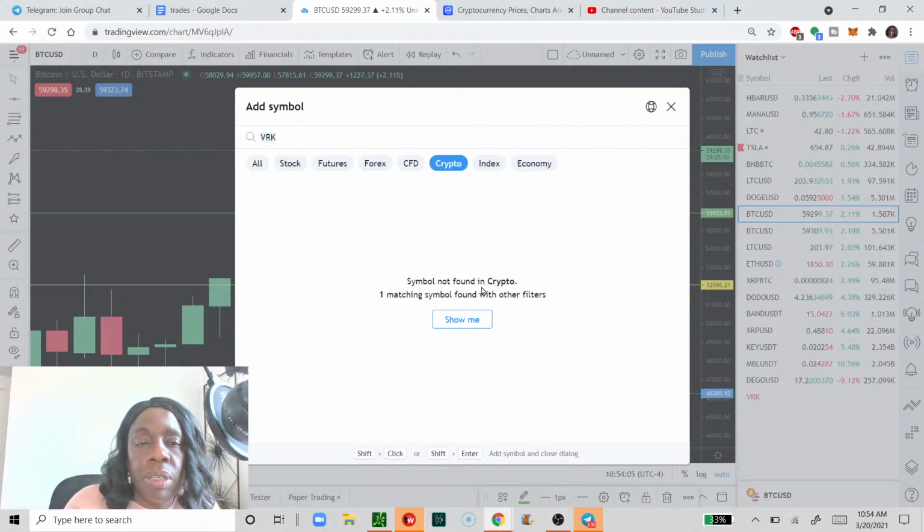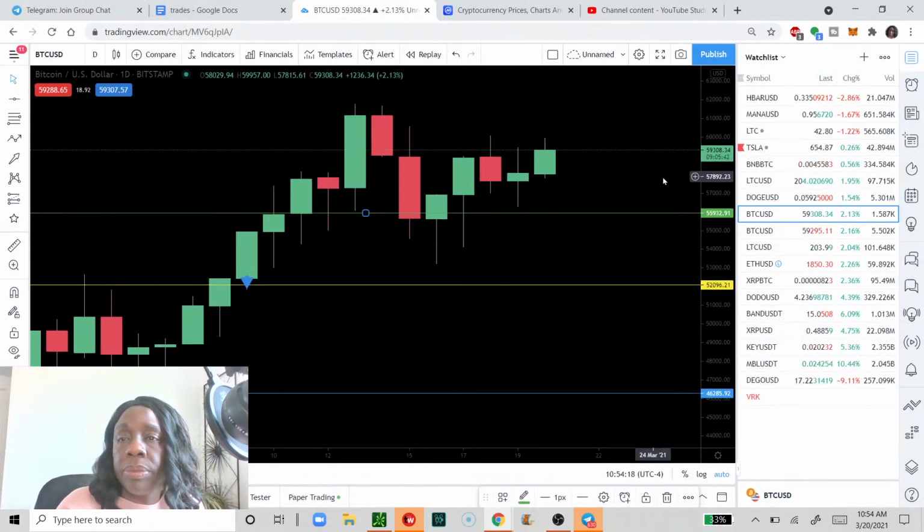VRK, symbol not found in crypto. What is VRK? Is that a trading platform? You say VRK and bond finance. So they're not cryptos because they're not coming up. So I don't really understand. I don't know what VRK and bond are.